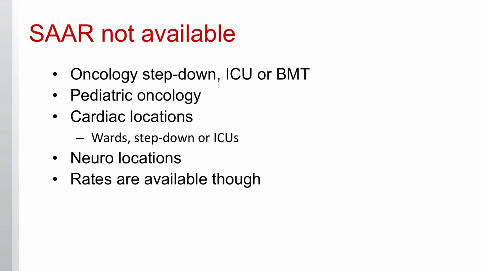Some limitations of that: there aren't a lot of specialty units, so our oncology step down or bone marrow transplant units, ICUs are not included. Cardiac wards, you guys might have some of those, or neurology locations. So it has to be classified a certain way for NHSN, and that has to do with the hospital-acquired infections that are being submitted, the number of catheter-related bacteremias. They do it somewhat similarly with the SAAR, the standardized infection ratio, observed versus expected.